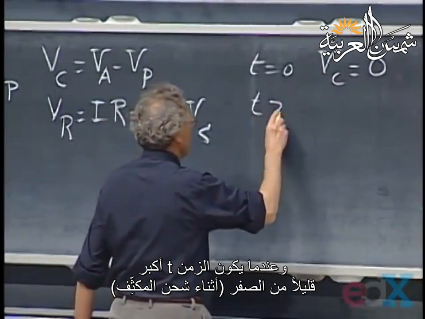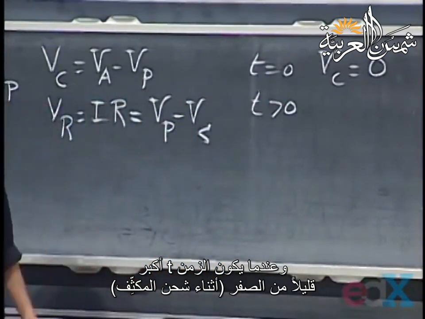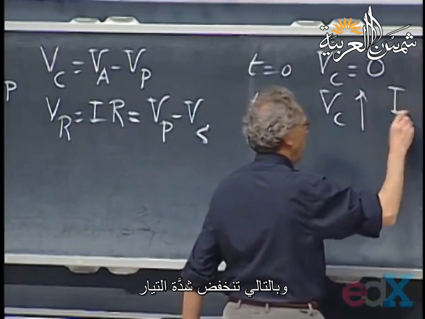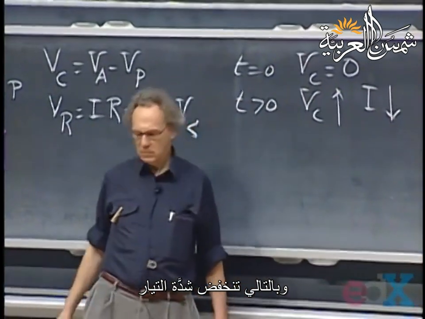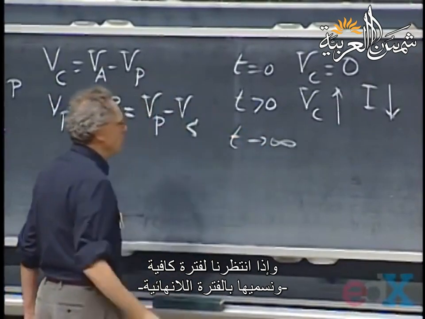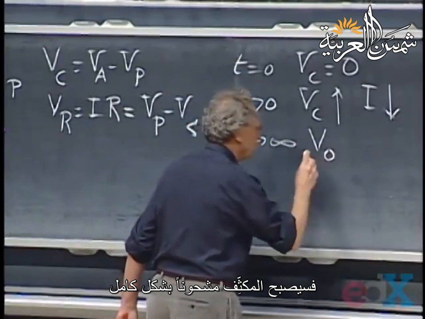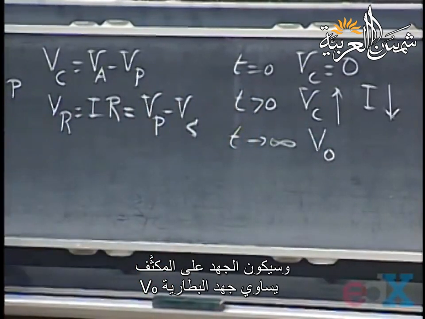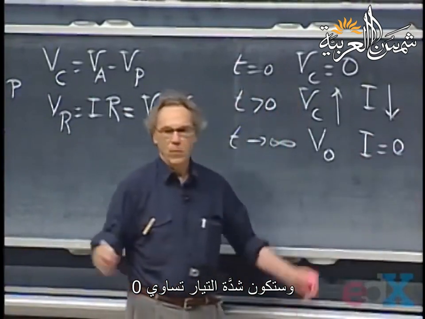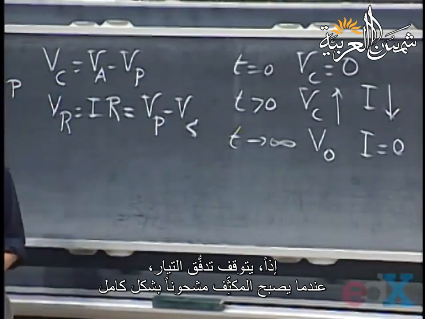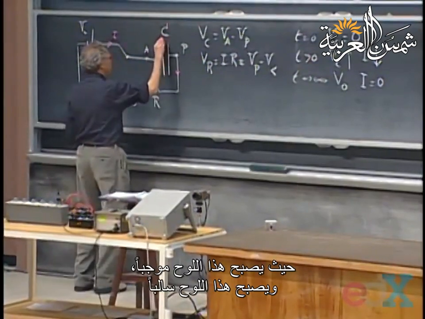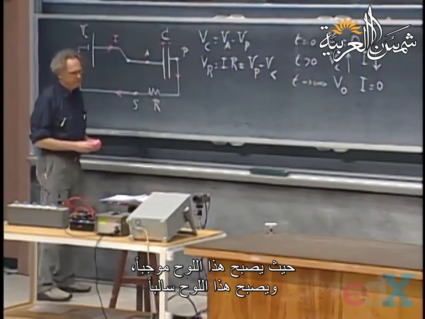If you make t a little larger than 0, you're going to charge up this capacitor, and so the potential over the capacitor will go up, and therefore the current will go down. And if you wait long enough, we call that infinitely long, then the capacitor will be fully charged. It will have the potential V0 of the battery, and then the current has become 0. No current is flowing anymore if the capacitor is fully charged. And so this capacitor is going to charge up, this becomes positive, and this becomes negative.